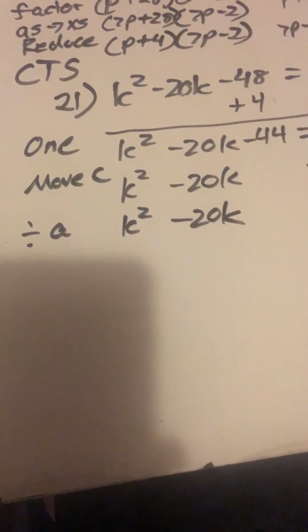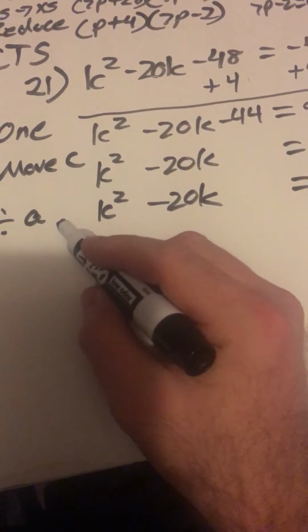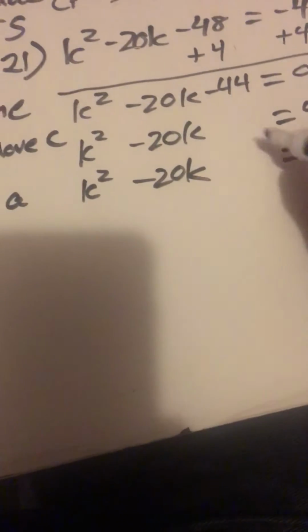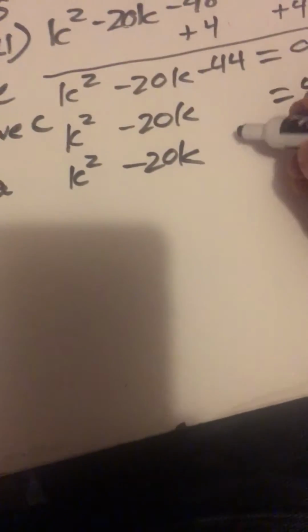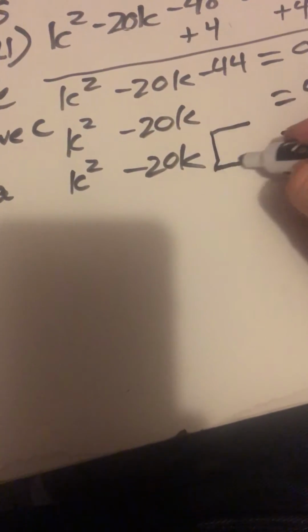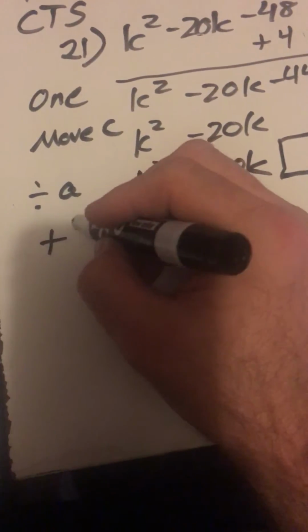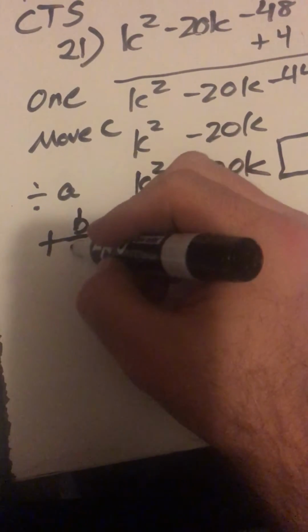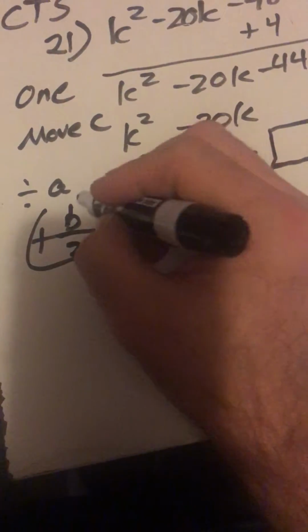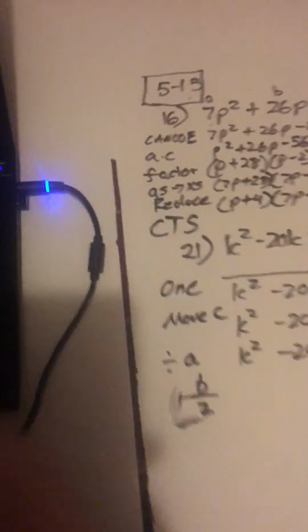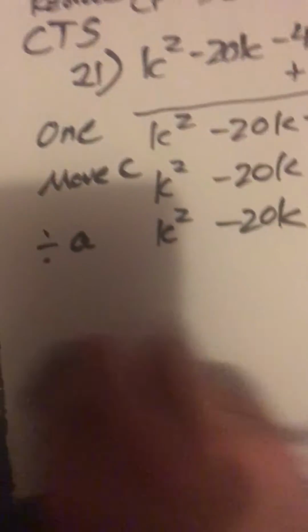All right, now the next part. Now that I divided by a, I can complete the square. I've got to look for what goes inside of here, and that's when we add b over 2. Oops, I don't want it to go there. Sorry about that. Let me correct that and clean that.